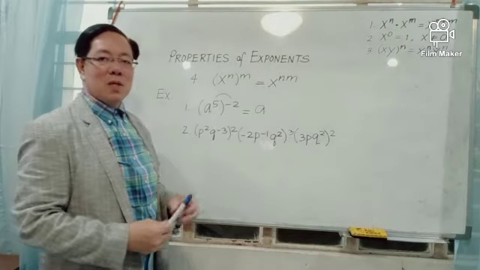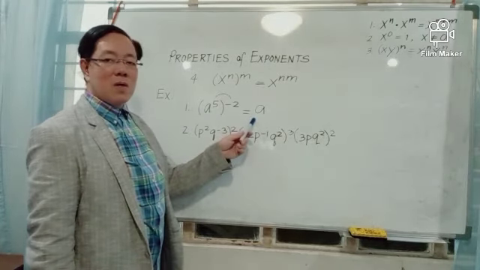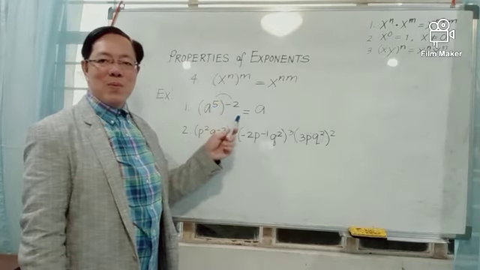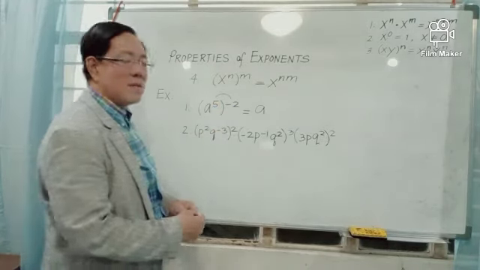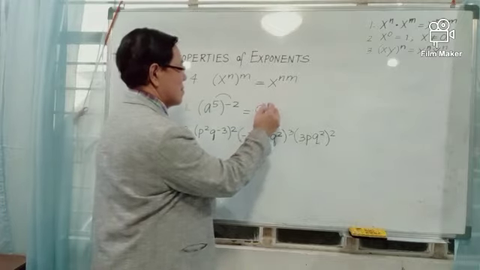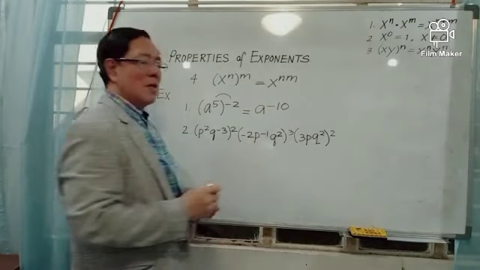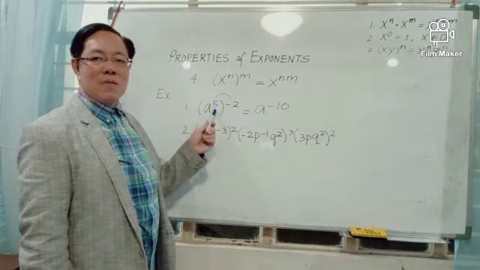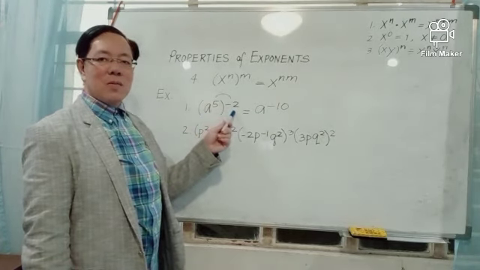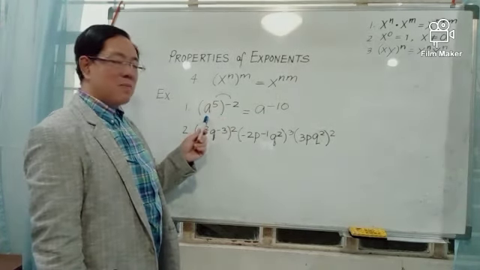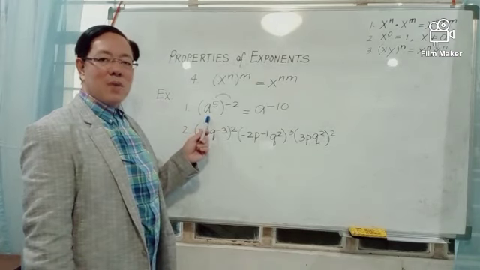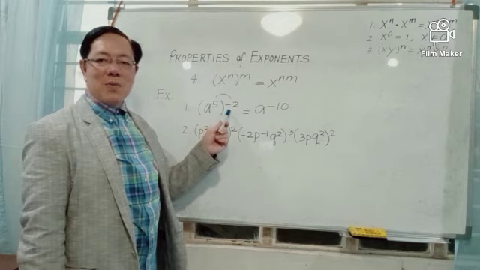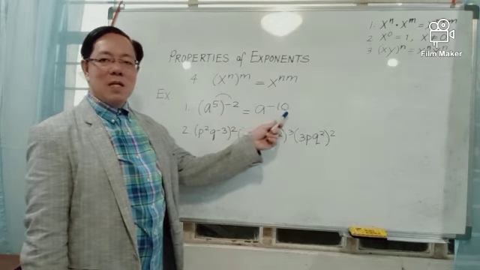A to the power or exponent of a is the product of 5 and negative 2, which is negative 10. Again, to simplify a raised to 5 to the power negative 2, copy the base a, and the exponent of a is the product of the exponents 5 and negative 2, which is negative 10.